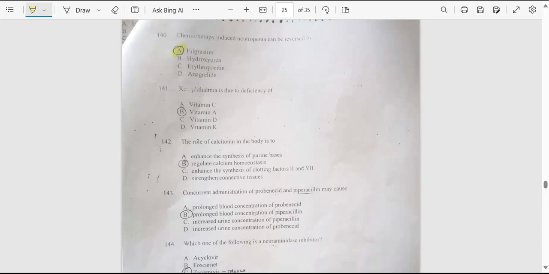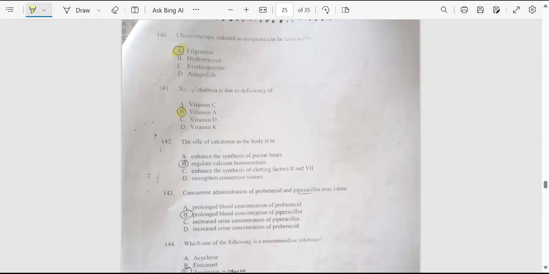Xerophthalmia is due to deficiency of which vitamin? Vitamin A. Felicia says vitamin A. Yeah, vitamin A. Okay, how do we go through the rest?